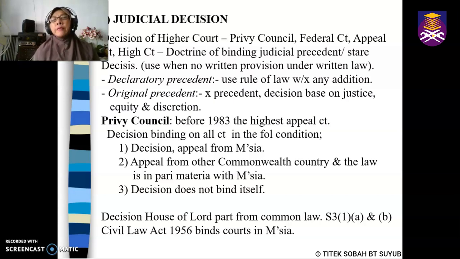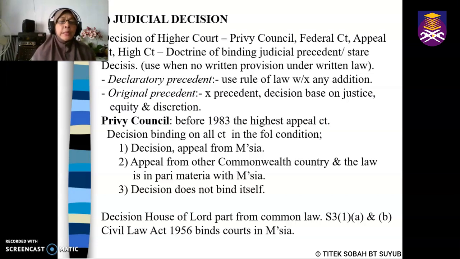So the next topic is regarding the unwritten law, because we have just completed the written law. The first unwritten law is the judicial decision, which is also known as the binding judicial precedent. This means that cases are the decisions by the judges. The decisions by the judges of the higher court will be binding upon the lower court. Okay? In Malaysia, these are the decisions of the Privy Council, the Federal Court, the Appeal Court, and the High Court. The decisions of these courts will be binding upon the lower court. And this doctrine is also known as the doctrine of stare decisis.